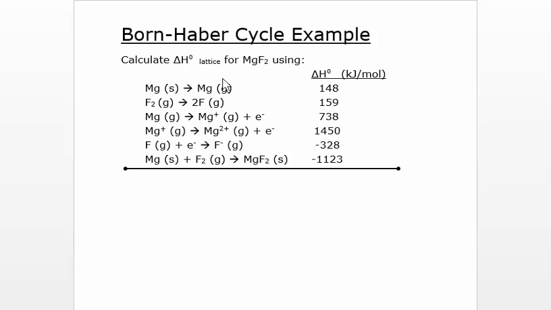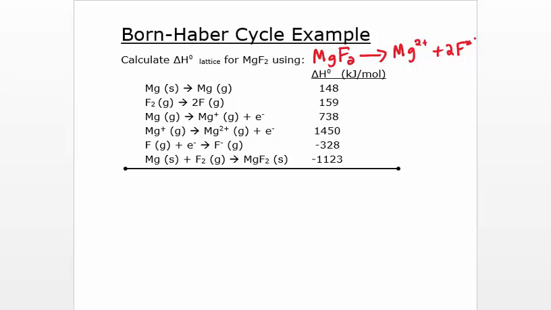And the first question we should make sure we understand is, what is the lattice energy? What does it represent? The lattice energy is the energy of going from the compound MgF2 and turning it into the ions that formed it. So in other words, Mg2+ and 2 F minuses.